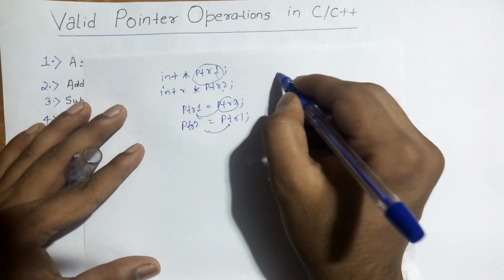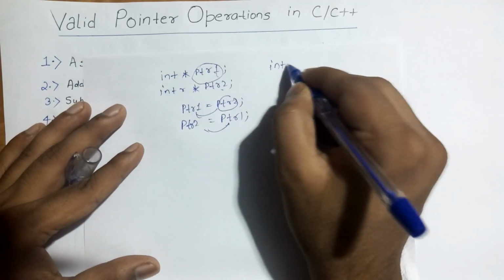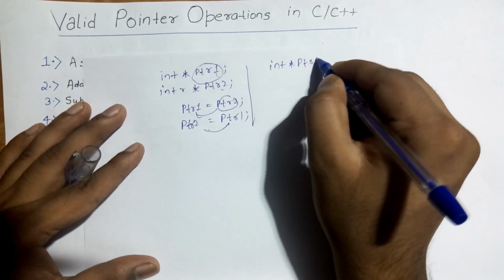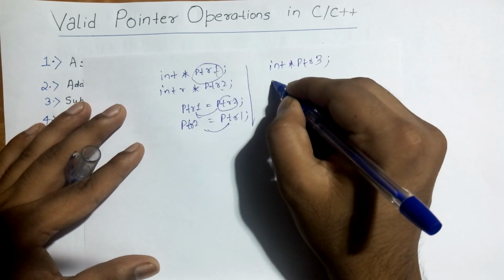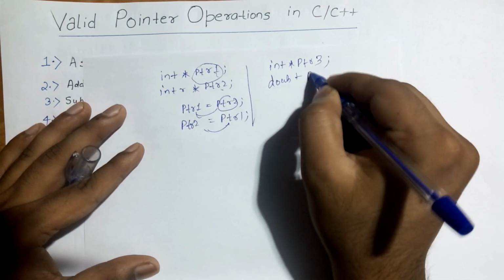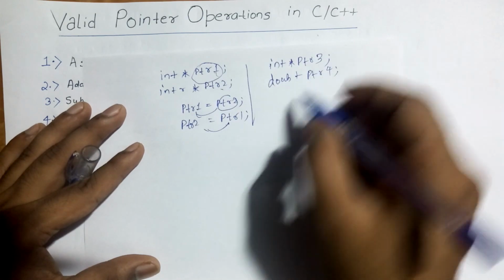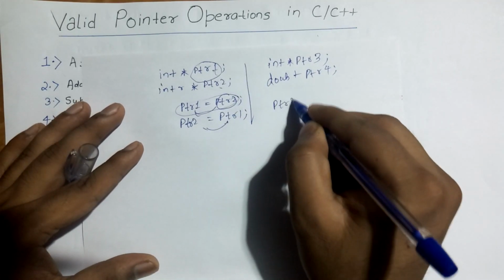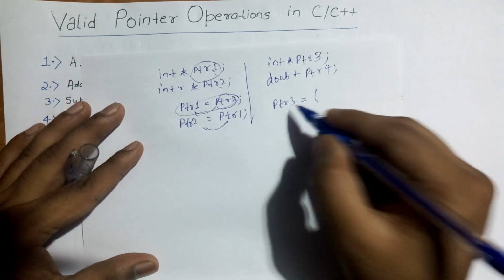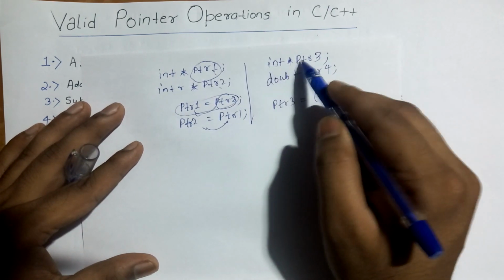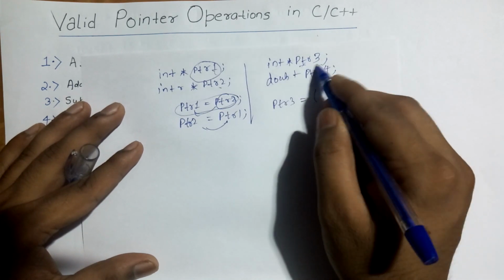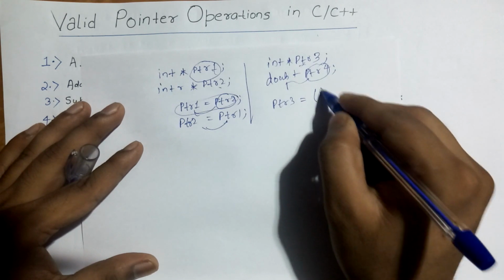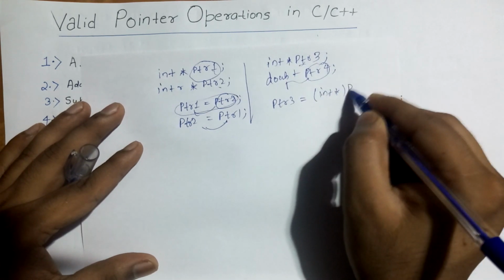And if you have pointers of different data types, like int star ptr3 and double star ptr4, then you can't simply assign them. In order to assign them, you have to do typecasting. That is, ptr3 is equal to, what is the type of ptr3? Int star. And ptr4 is pointing to a double, so you have to write int star ptr4.